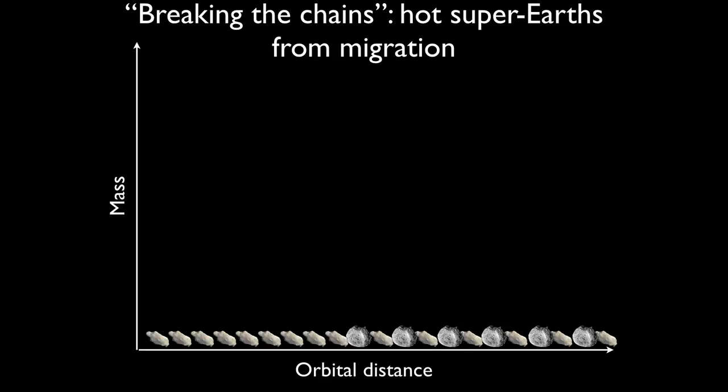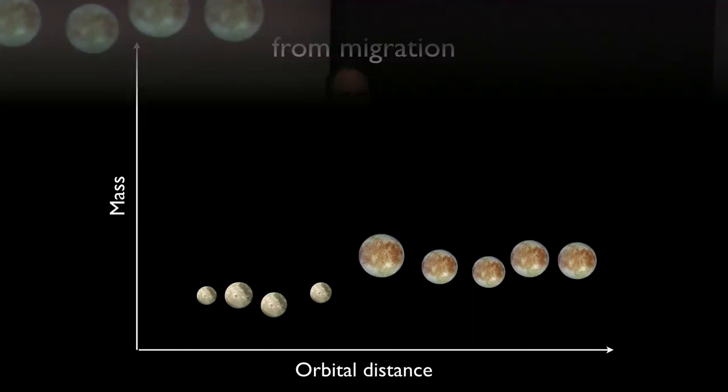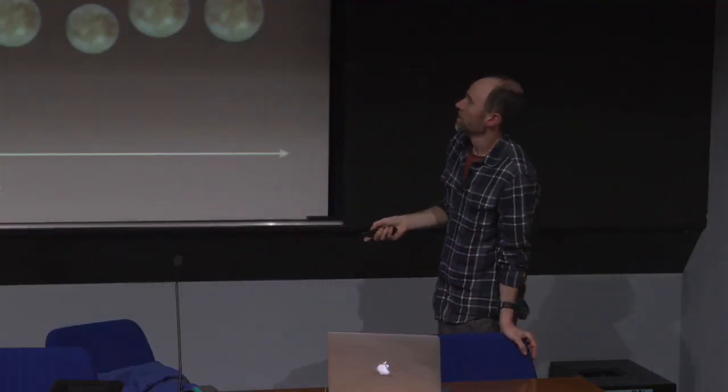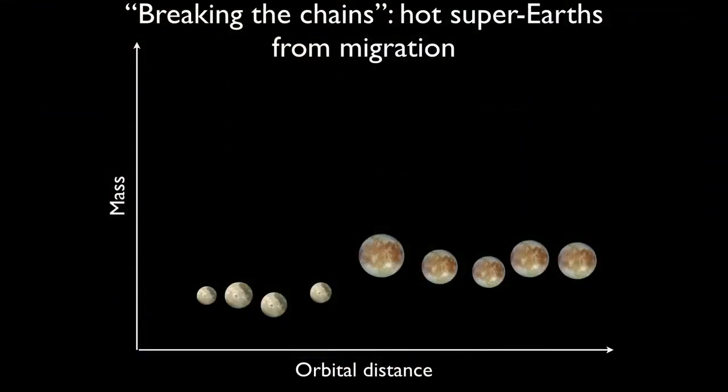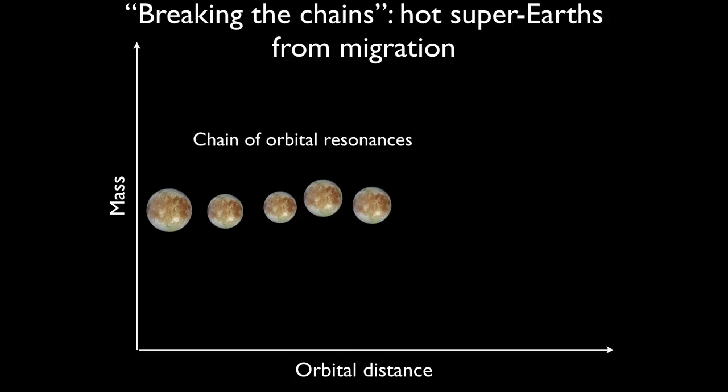Mass versus orbital distance. Starting from small bodies, they grow into larger planetary embryos. These are things like, as Morby talked about, probably Mars-mass things closer in, and larger things similar to the cores of the giant planets further out past the snow line. Those are big enough to migrate, and that's what they do. They migrate inward and form chains of orbital resonances.